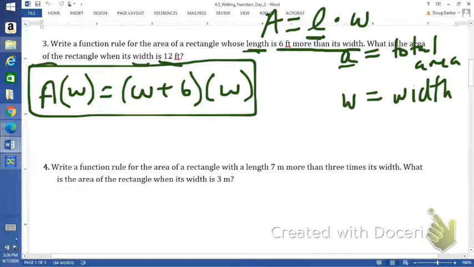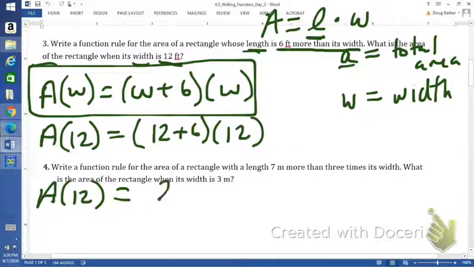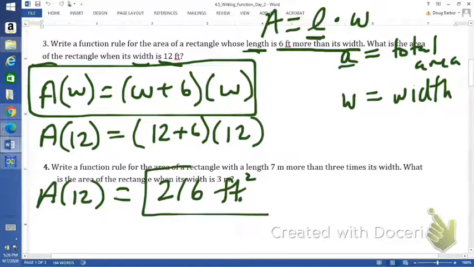And then when the width is 12, what's the area? So now I'm plugging in 12 for W. Okay, and then put that in your calculator. So we have 18 times 12, so it's going to be 216 feet squared. So that's your area.